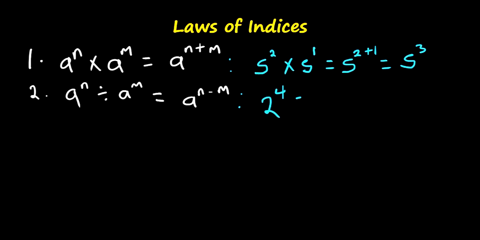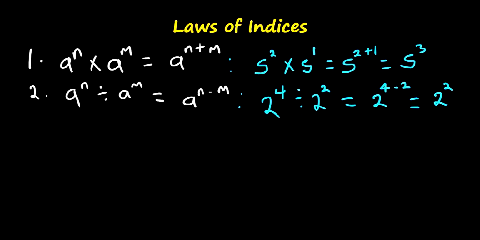So for example, if we want to take 2 raised to power 4, and we want to divide that by 2 raised to power 2, then what we'll do is take the common base, which is 2, and raise it to the difference of the two powers. That will be 4 minus 2, and that will give you 2 raised to power 2.